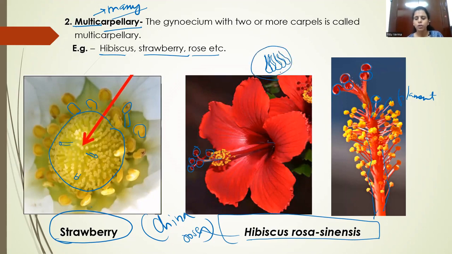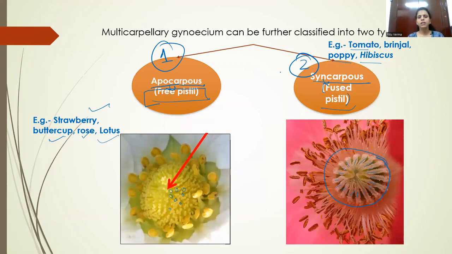So this was the difference between Apocarpous and syncarpous gynoecium. Apocarpous has free pistils, and the examples are strawberry, buttercup, lotus, rose. Syncarpous means fused pistils, and the examples are tomato, poppy, hibiscus, etc.